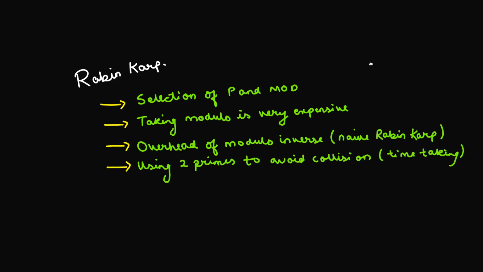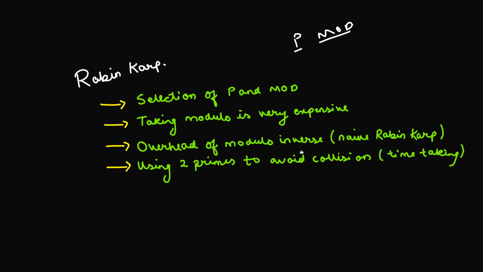Okay, the next problem is that in order to actually avoid the hash collisions, you sometimes have to use 2 prime numbers or 2 moduli as well. So remember the P that we were using, and the mod with which we were taking the modulo. What people do many times is they don't use just 1 pair of P and mod, but they use 2 pairs of P and mod, so as to avoid the collision.